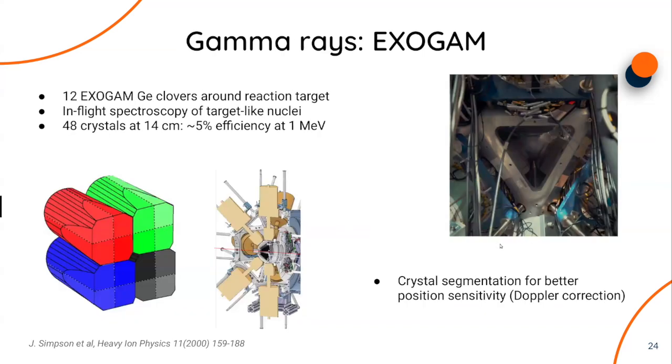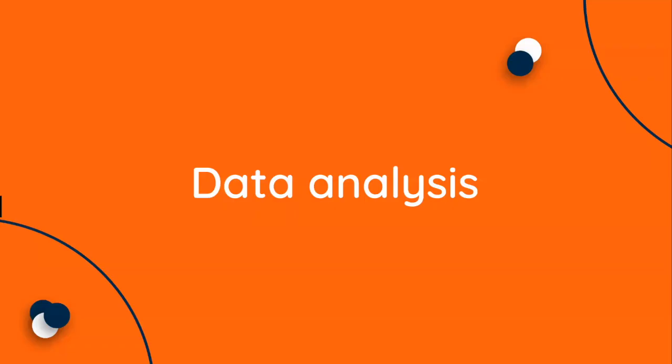And finally, to identify the gamma rays, we use the EXOGAM array. We used 12 EXOGAM germanium clovers that were put around the reaction target. We used this to do the in-flight spectroscopy of the target-like nucleus. We had around 5% efficiency at 1 MeV, and these crystals are segmented for better position sensitivity, which is important for Doppler correction. Okay, so now about the data analysis.